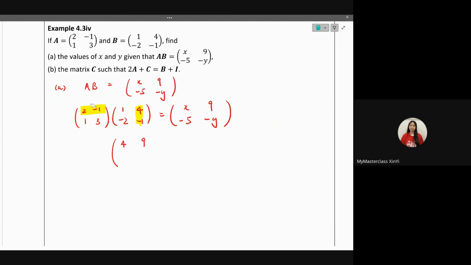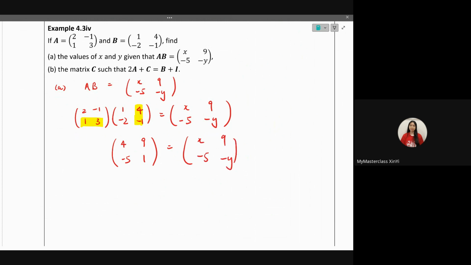Then when you deal with second row, first column, this is going to give you negative 5. Then second row, second column, this is going to give you 1. This equals X, negative 5, 9, negative Y.